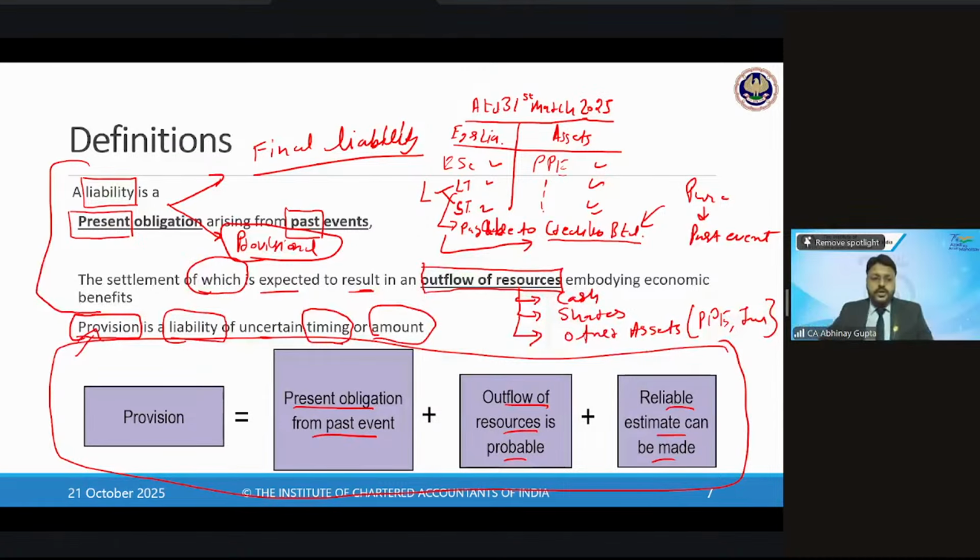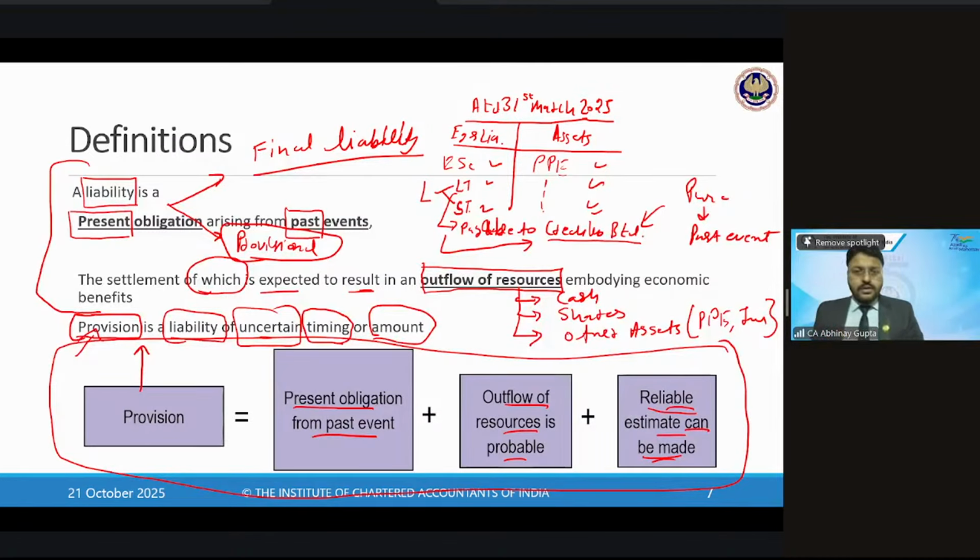So provision means a present obligation by virtue of a past event, plus outflow of resources is probable, plus a reliable estimate can be made. If I correlate this definition with the above line, a provision is a liability of uncertain timing or amount. So uncertainty is related to what? Either the amount or the timing. And hence the definition of provision says a reliable estimate can be made. If the estimate cannot be made reliably, then I'm not able to estimate by what amount I will record the provision.